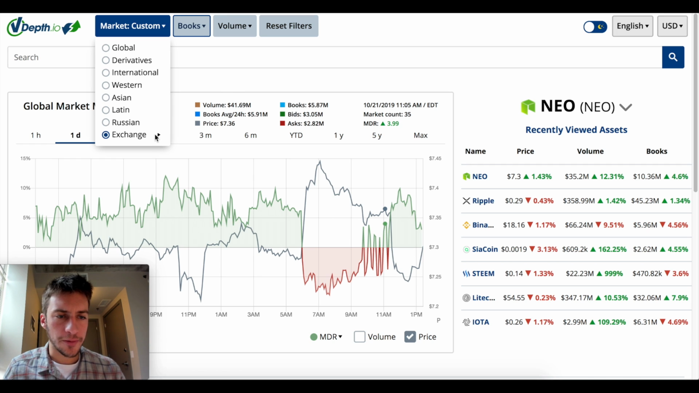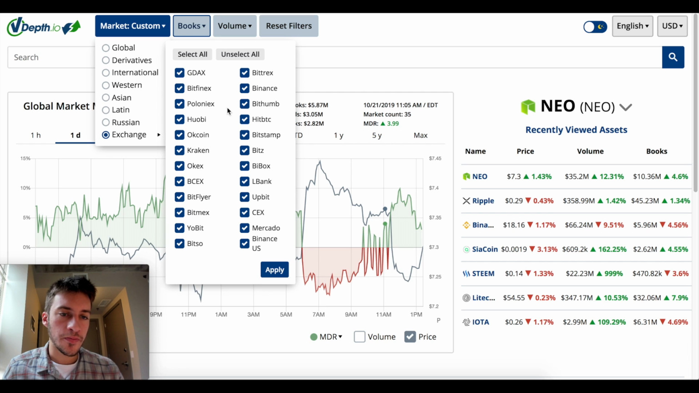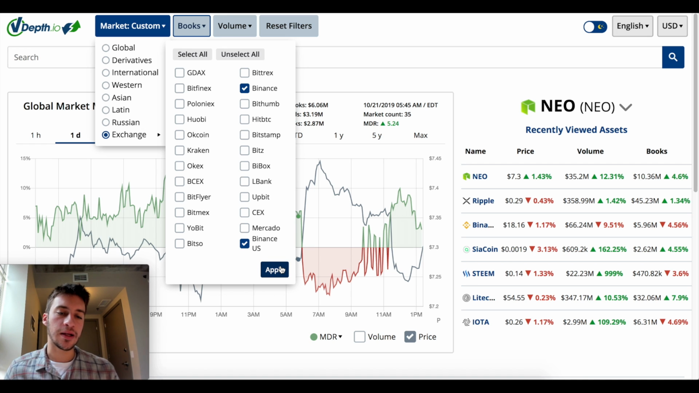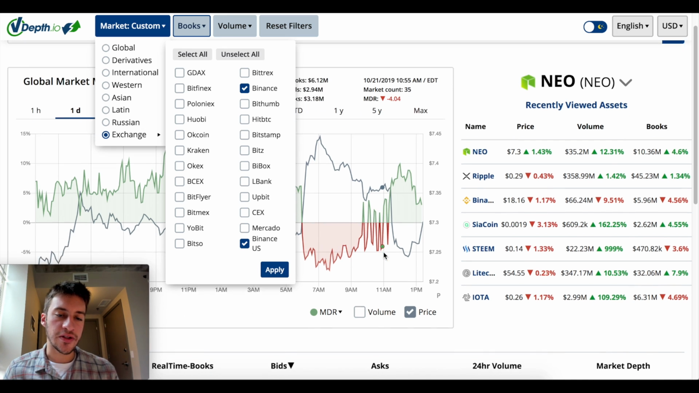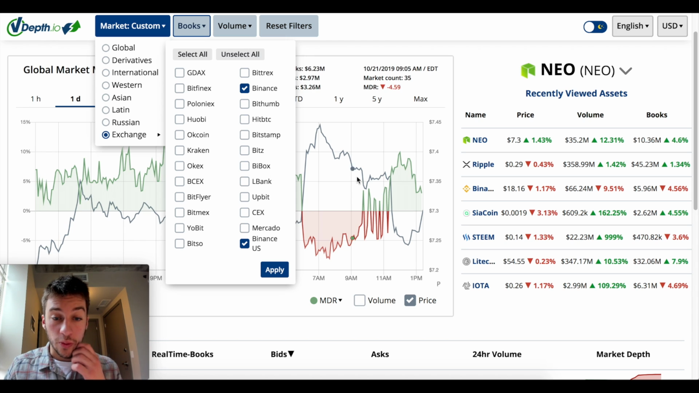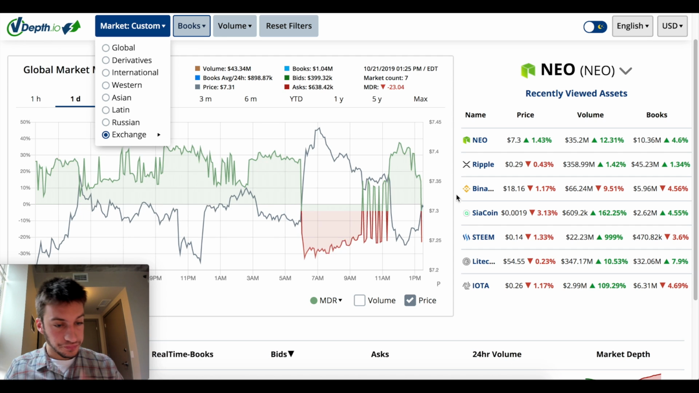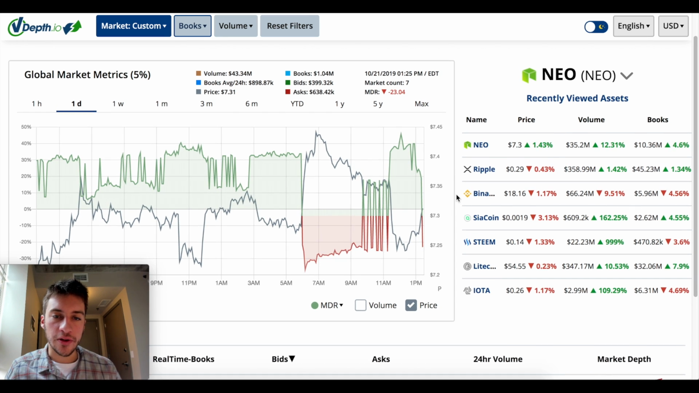So when we go to vcdepth.io, the first thing you need to do is go to Exchange, hit this, and hit Unselect All. I'm going to click just the 2 Binance exchanges and click Apply, and you're going to see this change. What you can see in the background is the order depth of every single exchange pulled together, and what you're about to see is what it looks like just on Binance.